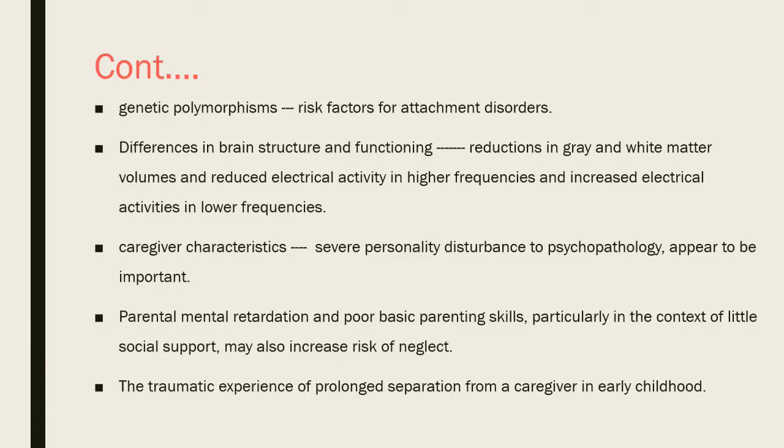Genetic polymorphisms are also risk factors for attachment disorders, although clear-cut data is not available. And differences in brain structure and functioning include reduction in the gray and white matter volumes, reduced electrical activity in higher frequencies, and increased electrical activity in the lower frequencies.